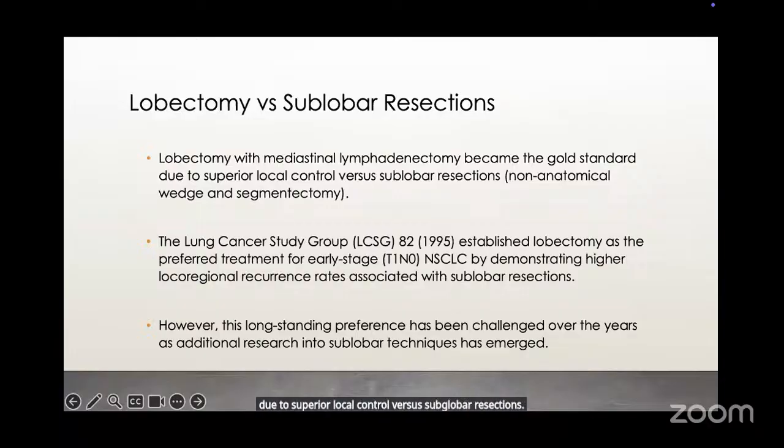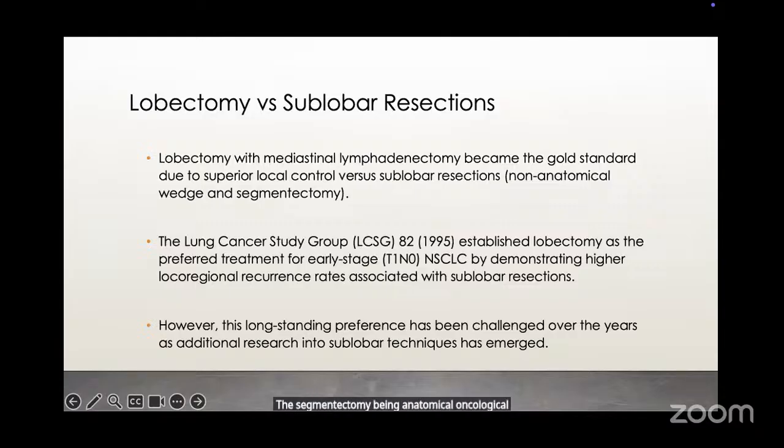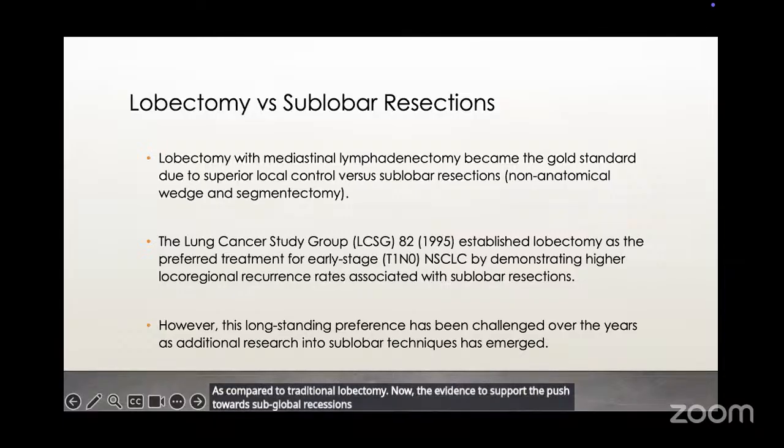Sublobar resections include non-anatomical wedge resections and the more anatomical segmentectomy. The segmentectomy is an anatomical oncological resection where the bronchopleural segments are removed, including the associated blood vessels and lymphatics. In doing so, you can achieve an oncological resection by removing a smaller portion of the lung as compared to traditional lobectomy. Now, the evidence to support the push towards sublobar resections is extensive, and we'll review some of the literature here.